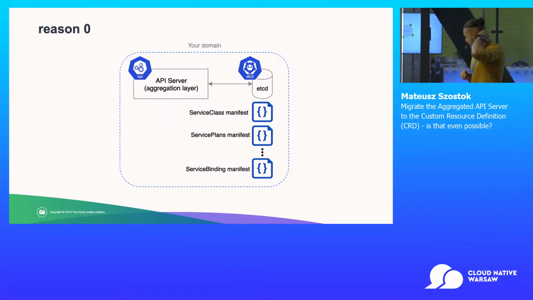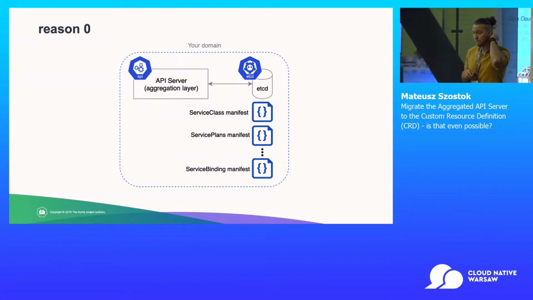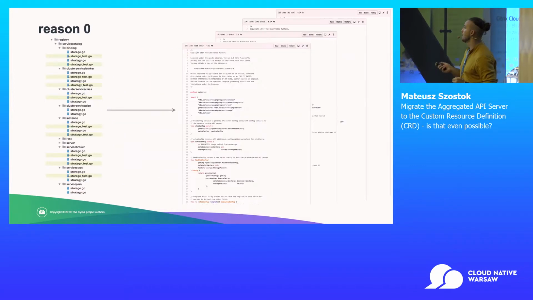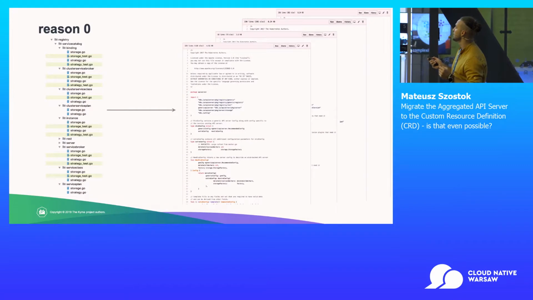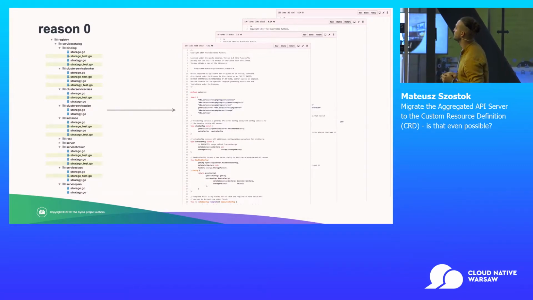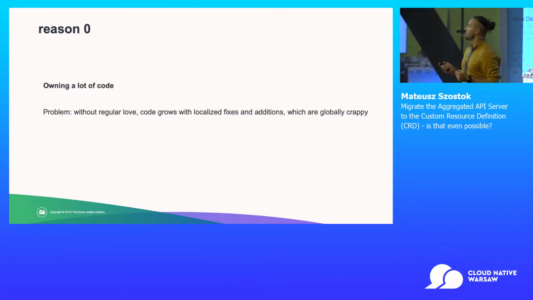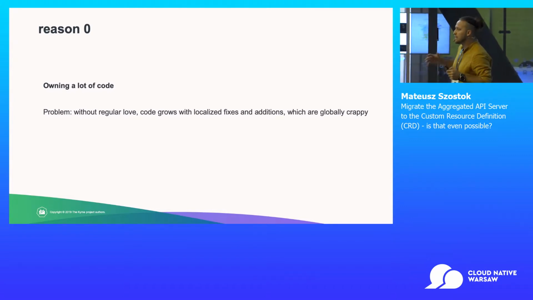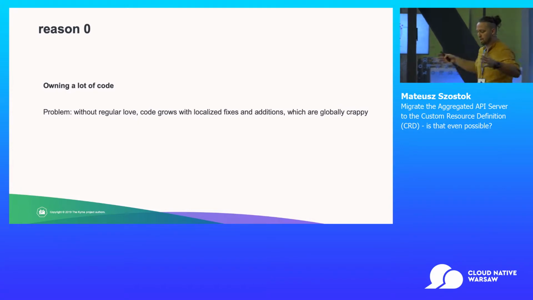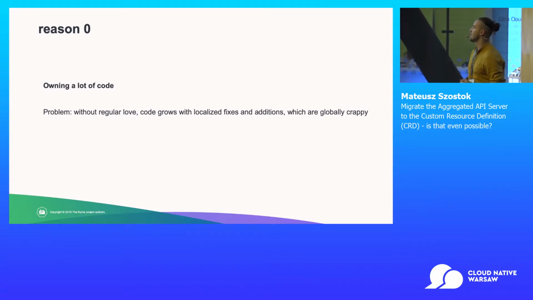And basically, you need to maintain that code. When I'm saying maintain that code, I'm saying a lot of code, because you need to create it for each of your kind strategy and storage connection. The problem with that is that the code grows with additional fixes and additions, which can be globally crappy if you have a lot of code in your repository.